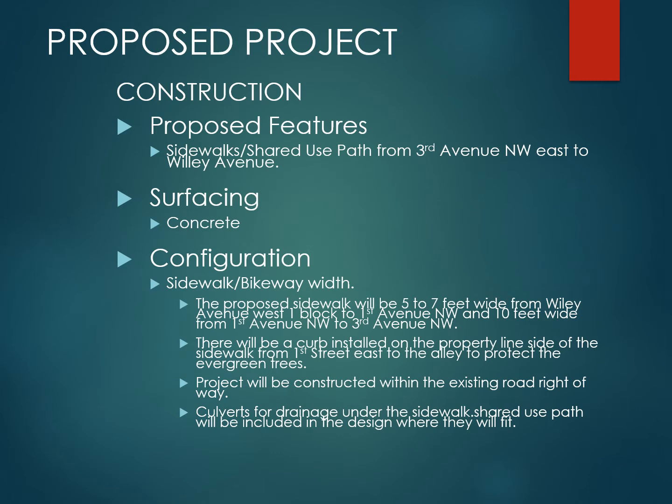So there would also be a curb installed on the property line side of the sidewalk from 1st Avenue Northwest east to the alleyway. That is to help protect the fence and also to help protect the evergreen trees that currently exist there, and to help take care of some of the elevation difference that currently exists with the dirt that is built up behind the existing curb right now.